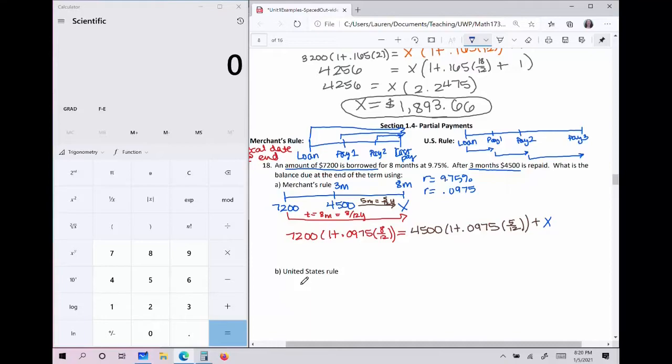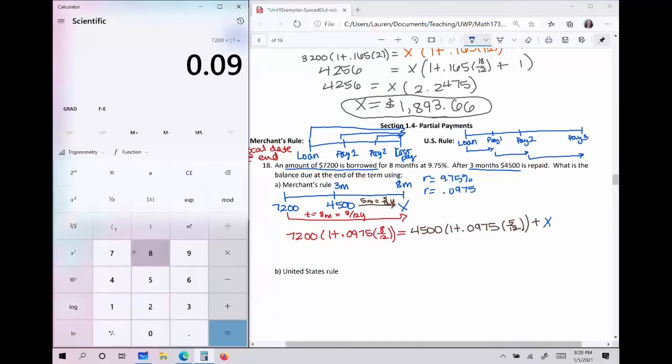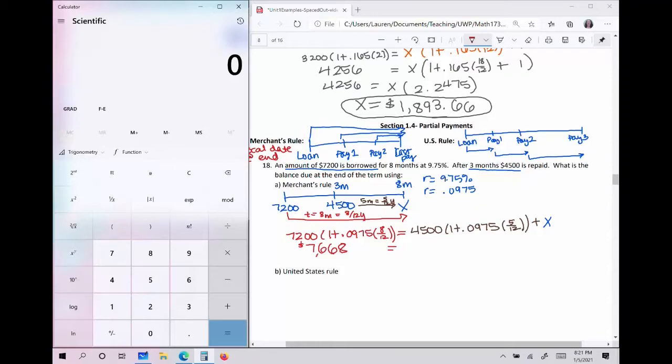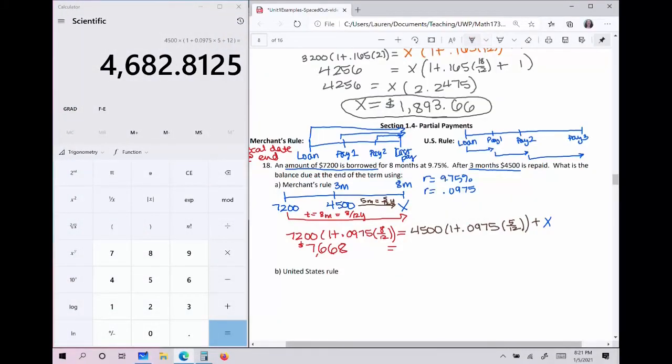First thing we have to do is figure out what this 7,200 plus that piece is. So we do 7,200 times (1 plus 0.0975 times 8/12). We get 7,668, and we'd round to the nearest penny, but in this case we don't need to. And now we're going to deal with our 4,500. So we take 4,500 times (1 plus 0.0975 times 5 over 12). That we are going to round to the nearest penny.